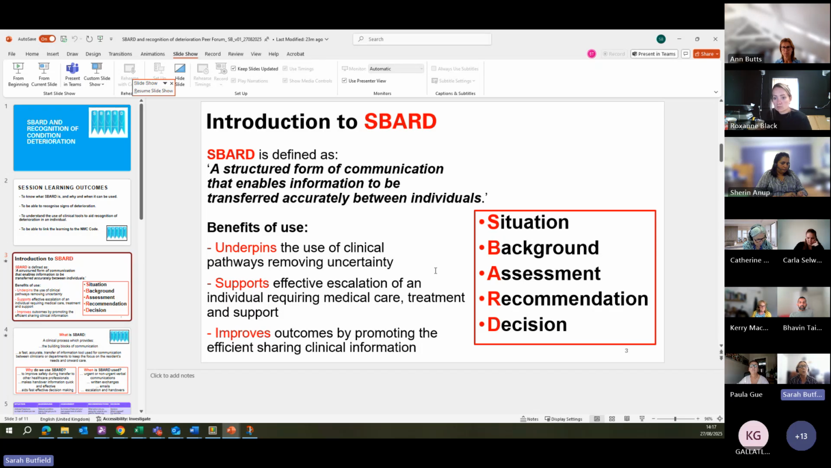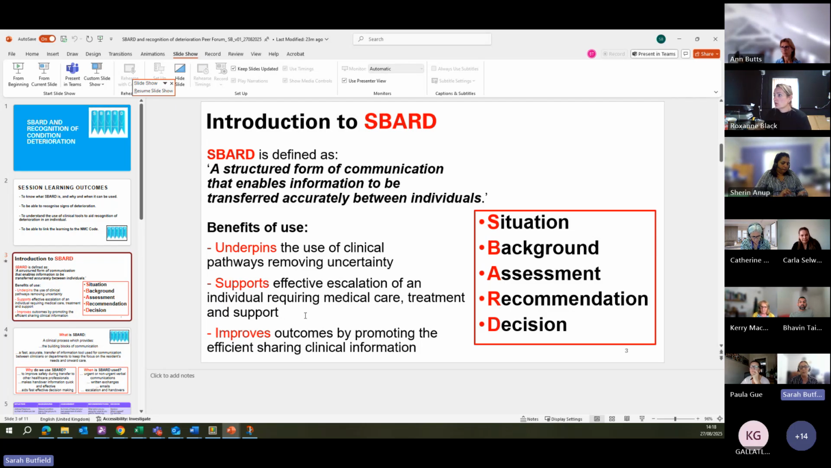And the why? Well, the use of a specific communication tool helps to underpin the use of the clinical pathways, informal and formal, that we all use every single day. We are always triaging when we are looking at the people in front of us, whether we're doing it formally to be able to communicate to another professional outside of the care home, or whether we are looking to do that, you know, to a professional, either written or verbal. It also helps to support effectively the escalation for onward medical care.